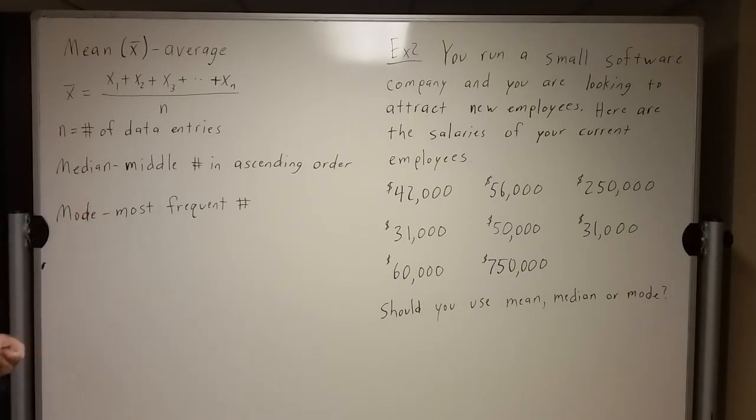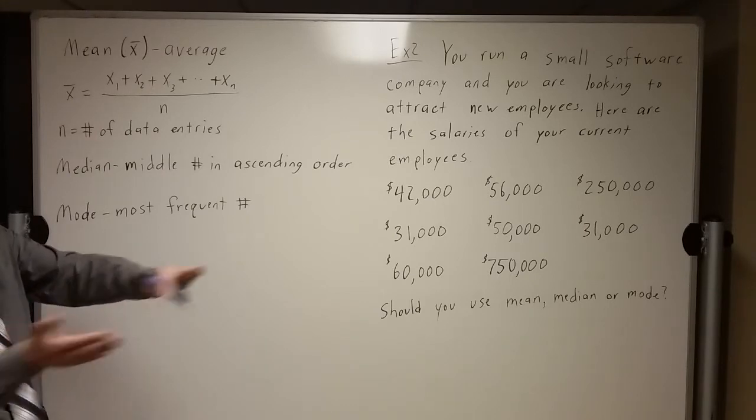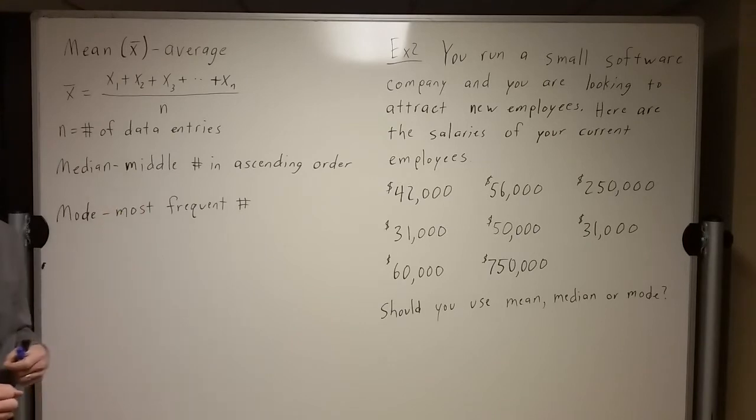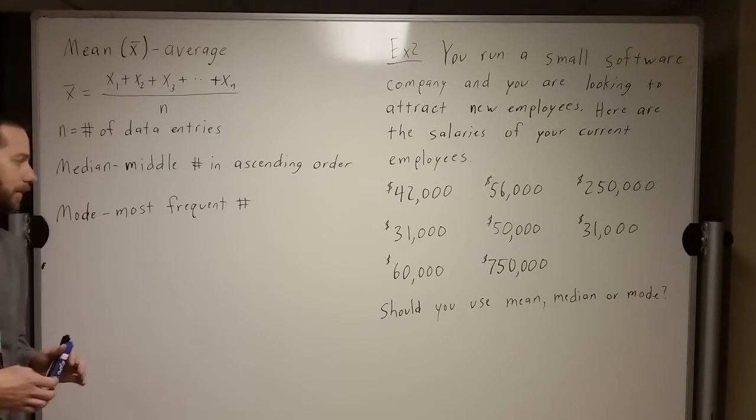Median. The median is just the middle number if you arrange all of your numbers in ascending order, or descending order for that matter. If you put the numbers in order lowest to highest, the number that falls right in the middle is the median. And if you have an even set of numbers, there are going to be 2 that fall in the middle. In that case, you take the average of those 2 in the middle.